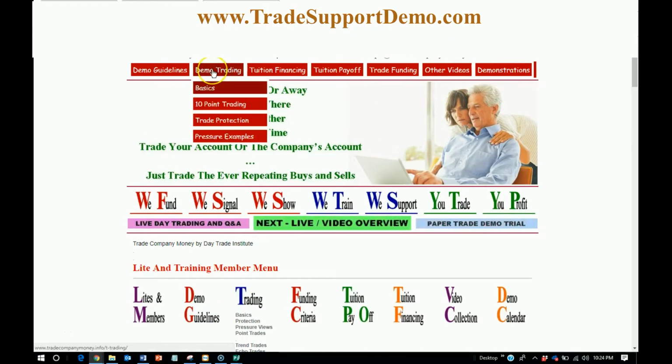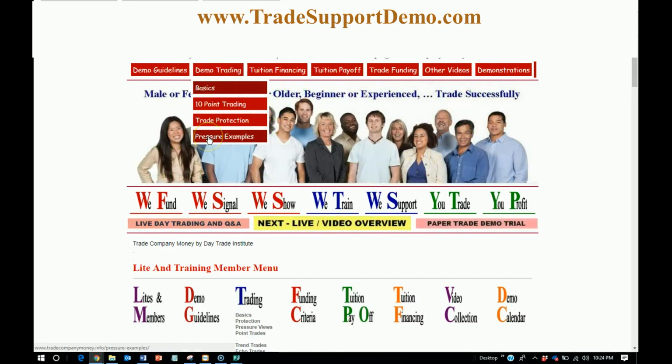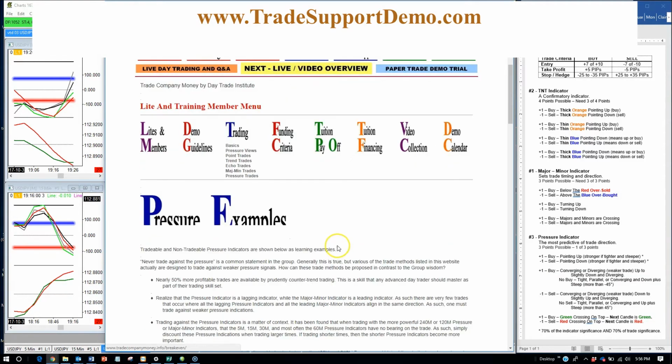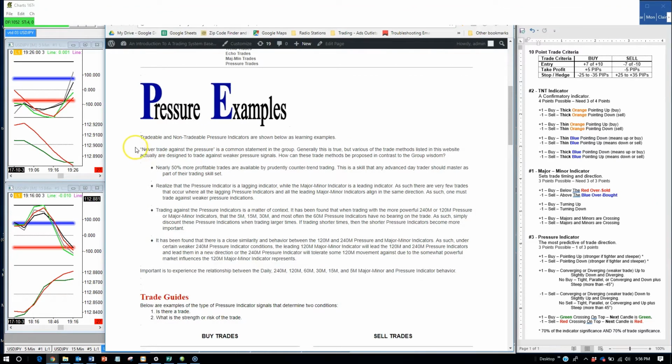Then hover over demo trading and click on pressure examples. Probably seen us talk about this, possibly, maybe not. There's a rule in the company that says never trade against the pressure. And that is that the majors and minors are a leading indicator. Okay, the reason why they're above the pressure is because they're faster. So you can see these are coming down and the pressure's still going up, and now it's deciding to turn and come down. Or the majors and minors are turning up and the pressure's still going down, and they're kind of now deciding to go up.